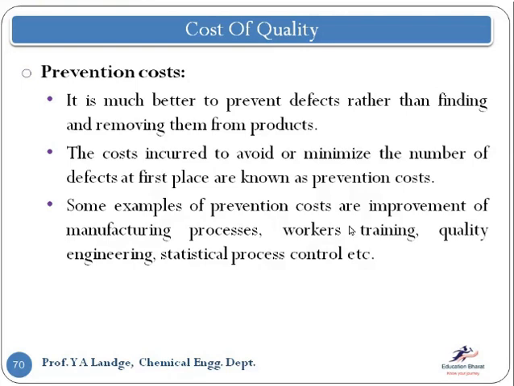For example, some examples of prevention cost are mentioned here. It is like improvement of a manufacturing process, as I gave the example. Worker training is another example from the same one I gave you, that you need to give training to the people who do not work properly, whose defective products come just because of insufficient training. Quality engineering is to be worked on. Statistical process control, all these come under the prevention cost.